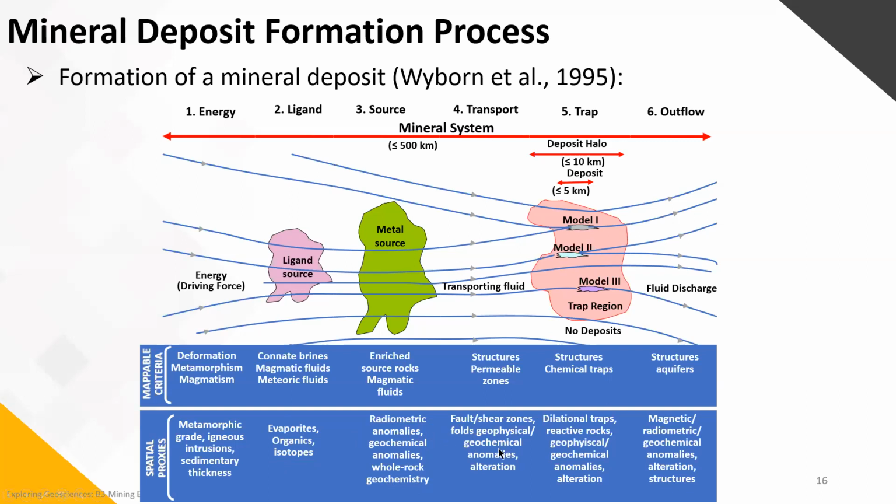Structural observations such as faults, shear zones, folds, geophysical and geochemical anomalies, and alteration are all used for our transporting fluid canalizations. Dilatational traps, reactive rocks, again geophysical and geochemical anomalies, and alteration are used to search for our trap zones. And finally, any magnetic, radiometric, geochemical anomalies and alteration structures are used to find our fluid discharge zones.